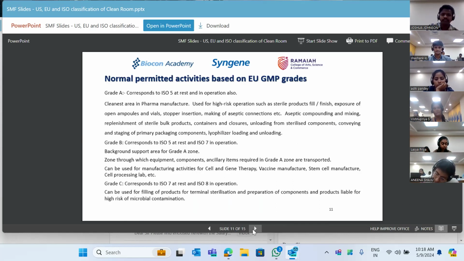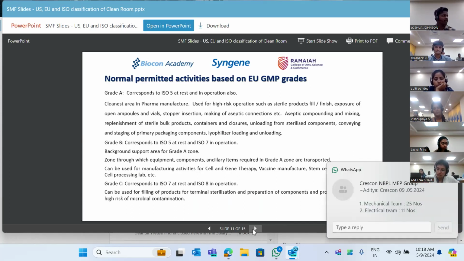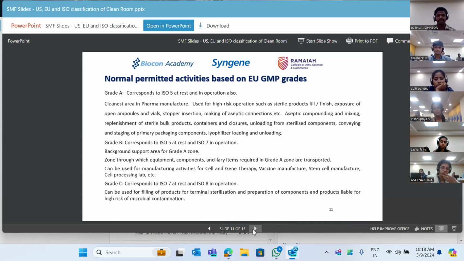In practice, pharmaceutical manufacturers may need to comply with multiple standards simultaneously to meet regulatory requirements and ensure quality and safety of their products. Compliance of one standard often implies alignment with the others to some extent, but each standard, like US, EU, as well as ISO, has unique focus and requirements which we have to comply with, based on the requirement of the facility. Okay, this is a summary of the various standards which I had to talk to you about.